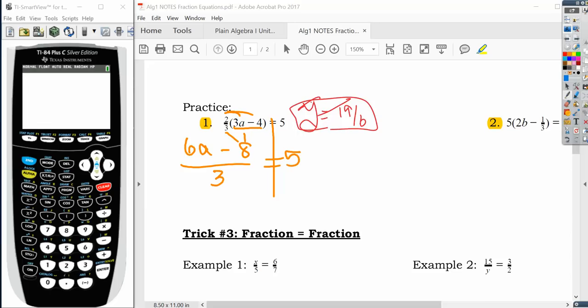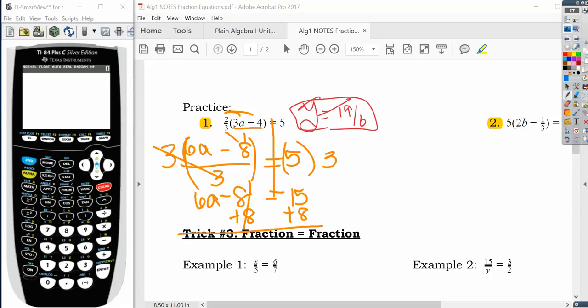And that equals 5. I'm now going to get rid of fractions by multiplying both sides by the denominator. The denominator is 3. So these cancel out. I'm left with 6a minus 8 equals 5 times 3 is 15. I'm now going to add 8 to both sides. So I have 6a equals 23, and I'm going to divide by 6 on both sides, and a is 23 over 6.